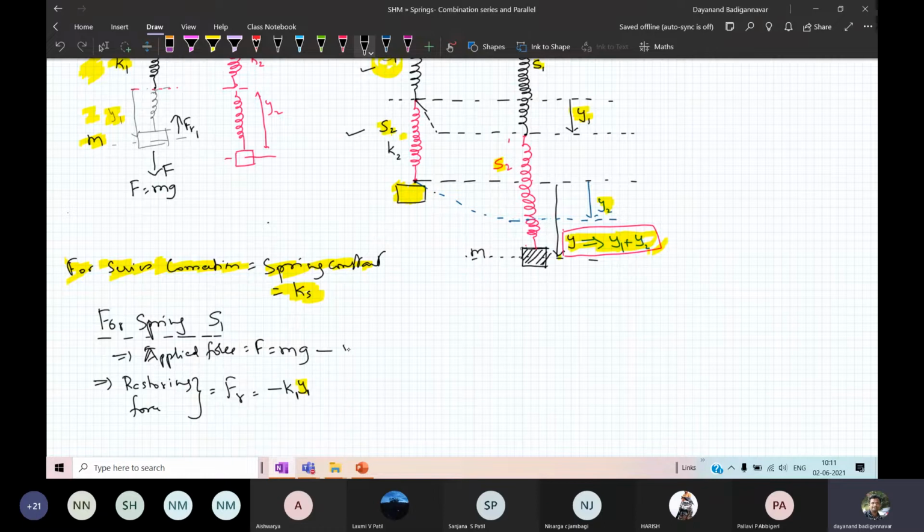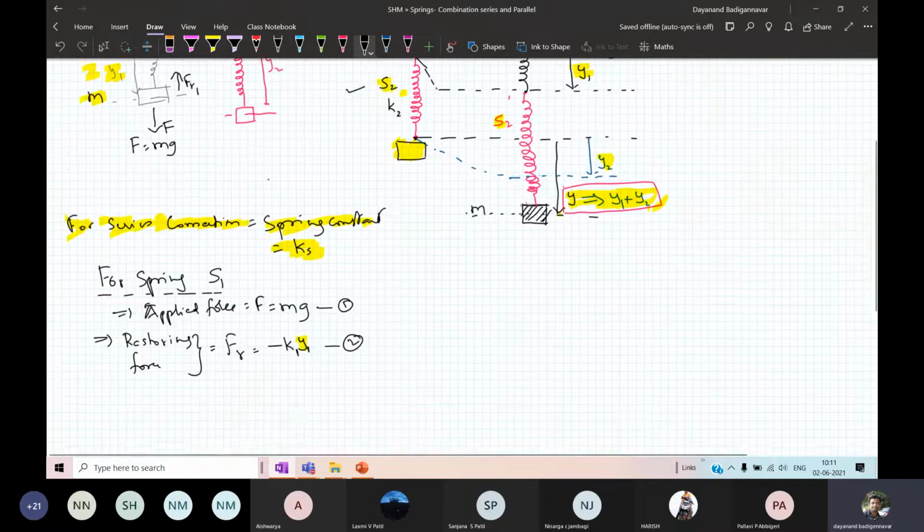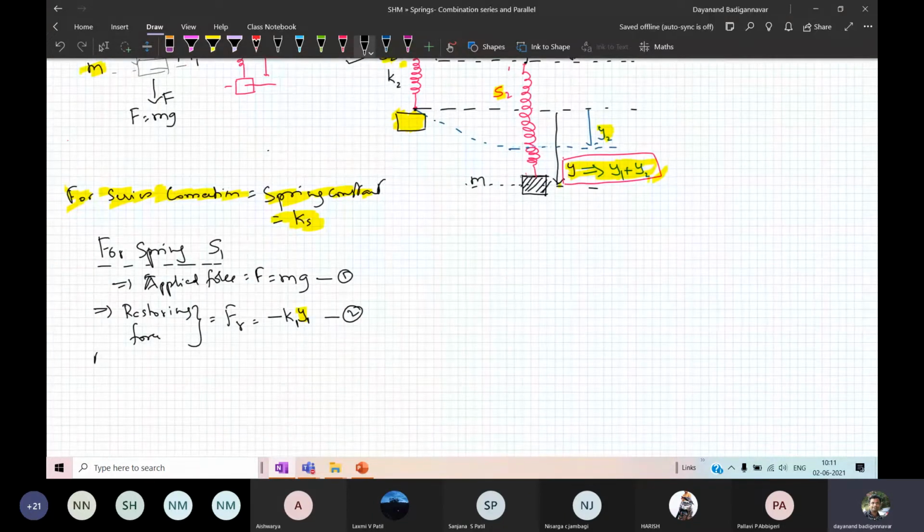Now I will take this as equation number 1, and this as equation number 2. On equating at equilibrium, what I will do is equate them at equilibrium.